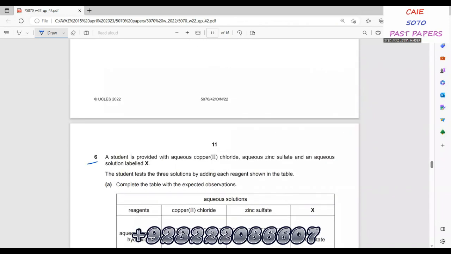Question number 6. A student is provided with aqueous copper 2 chloride, aqueous zinc sulfate, and an aqueous solution labeled X. The student tests the three solutions by adding each reagent shown in the table. A. Complete the table with the expected observations.